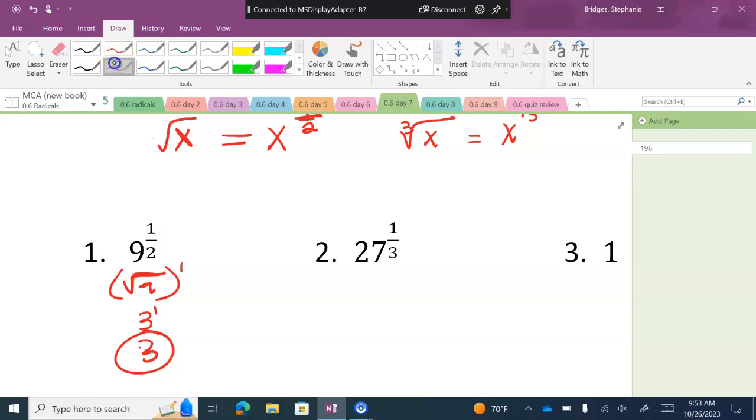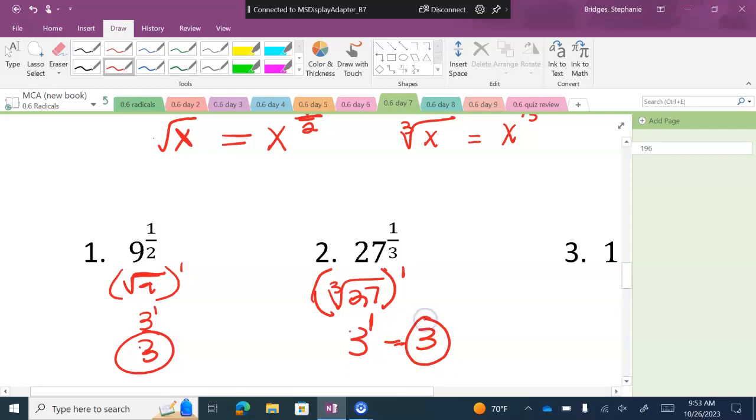So for number 2, what root of 27 would I take? Cube root. And then I would raise it to what power? What is the cube root of 27? And then 3 to the first power is 3. Go ahead and try 3 then.